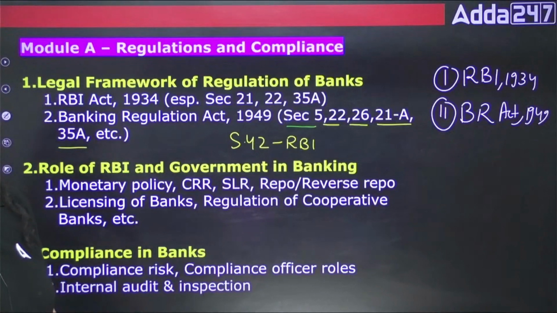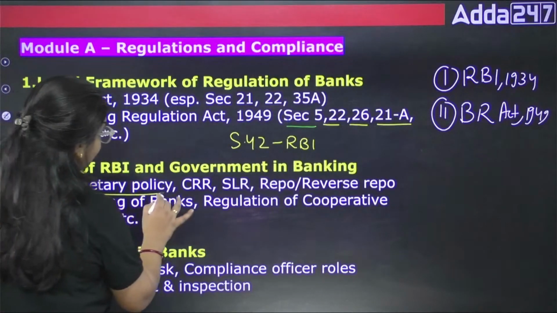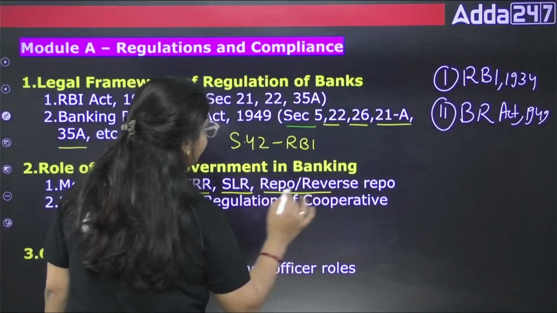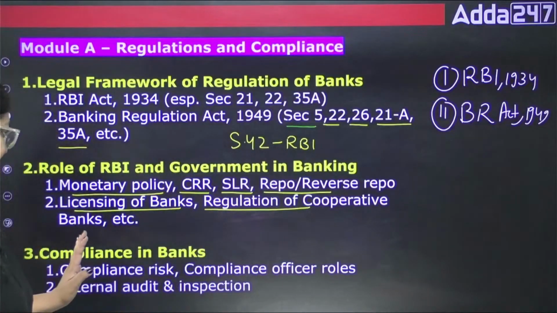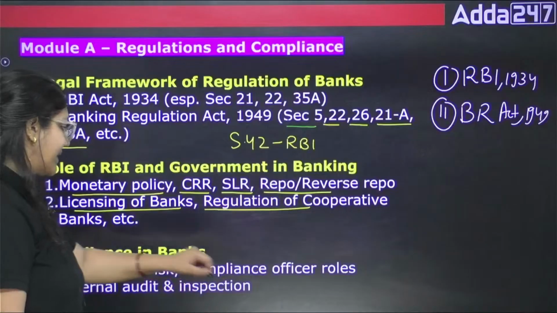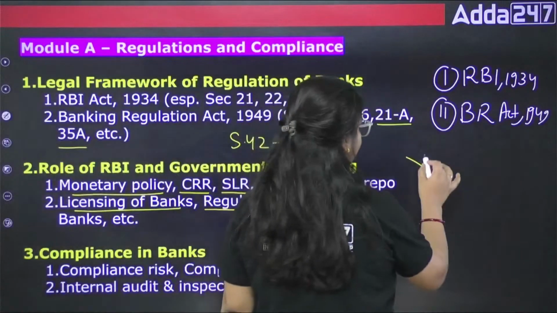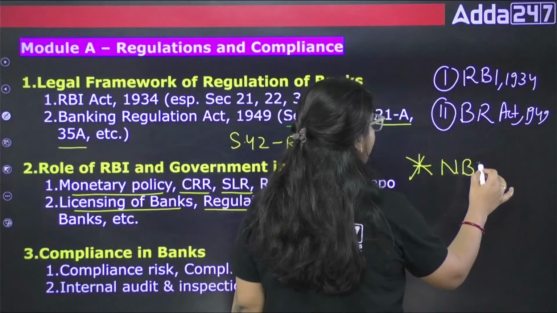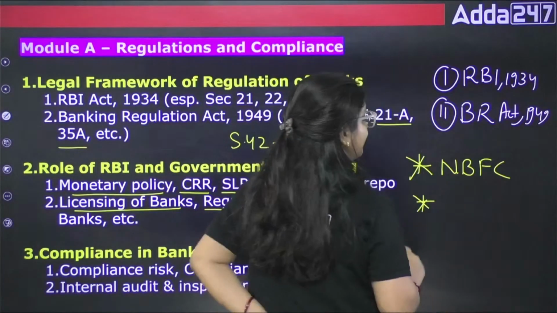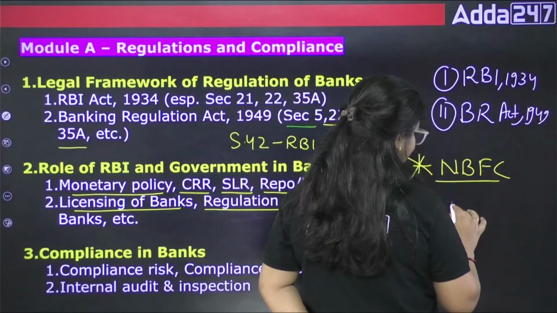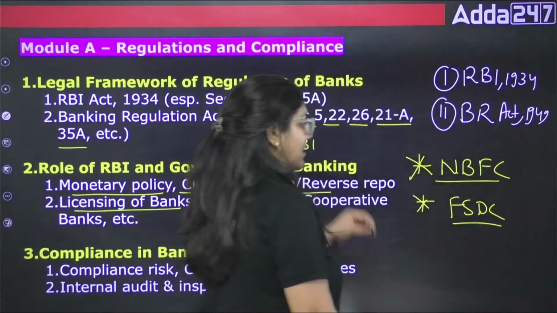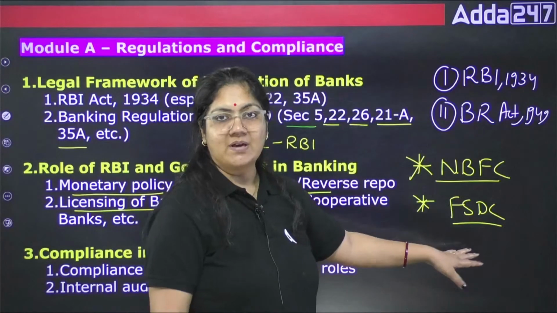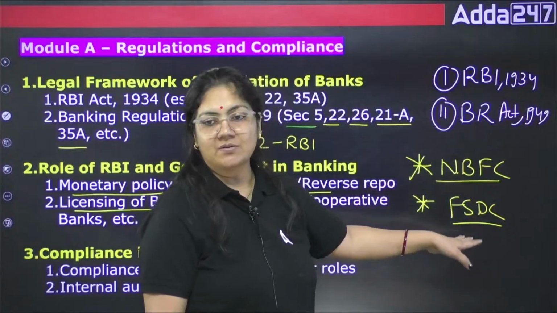Then the role of RBI and government in banking, in which we have to study monetary policy, CRR, SLR, repo and reverse repo rate, licensing of banks, regulation of cooperative banks, etc. And the last is compliance risk and the compliance officer's role. The most important topics, from which questions always come, are NBFC and the Financial Sector Development Council. Questions 100% come from these 2 topics.